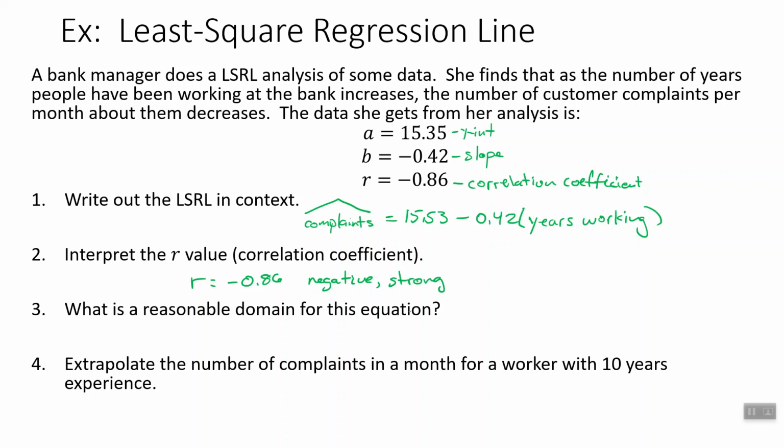What is a reasonable domain for this equation? All right, well, how many years could we be working at this place? Well, clearly we could plug in 0 and get 15 complaints. That seems reasonable. So we could start at 0. So from 0 years to, well, would it make sense for this to be a negative number? Probably not. You can't have negative complaints per month about somebody. So we could just solve this. We could subtract over the 15.53, divide by the 0.42, and that would get us the number of years.